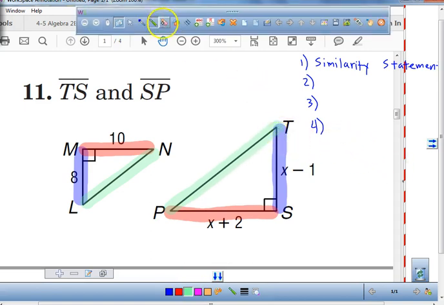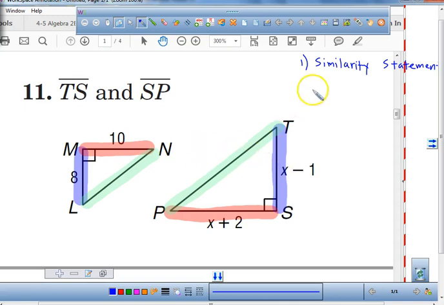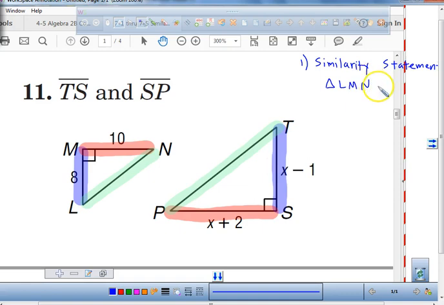So we're going to write a similarity statement. I'll erase these. Based on these 2 triangles, here's what I'm going to do. I'm going to say triangle L. All right. So right now, L to M to N. M is my right angle. So if I'm going from L to M, what am I going to be going to in my other triangle? Where am I going to start? T. Very good. So we'll say triangle T, S to P. Very good. So this is our similarity statement. That's the first thing I need to set up.